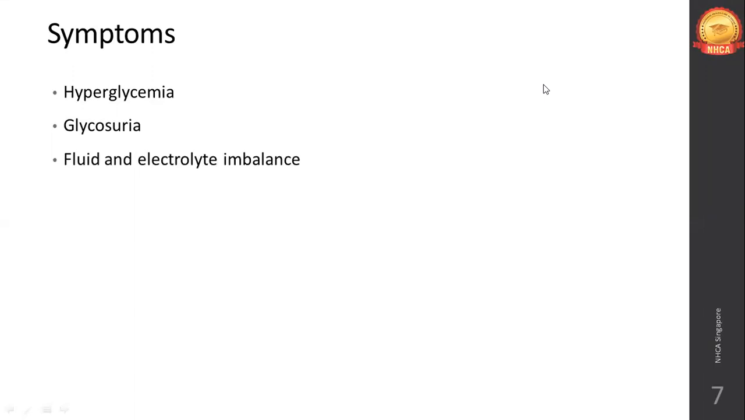Then fluid and electrolyte imbalance. Loss of glucose in the urine represents a wastage of energy, and it entails an increased elimination of water and sodium, because the kidneys are trying to maintain that homeostasis in which the body's blood glucose levels are normal. So kidneys are constantly in the drive to take out as much glucose as possible. In that drive, a lot of fluid and electrolytes are also lost.